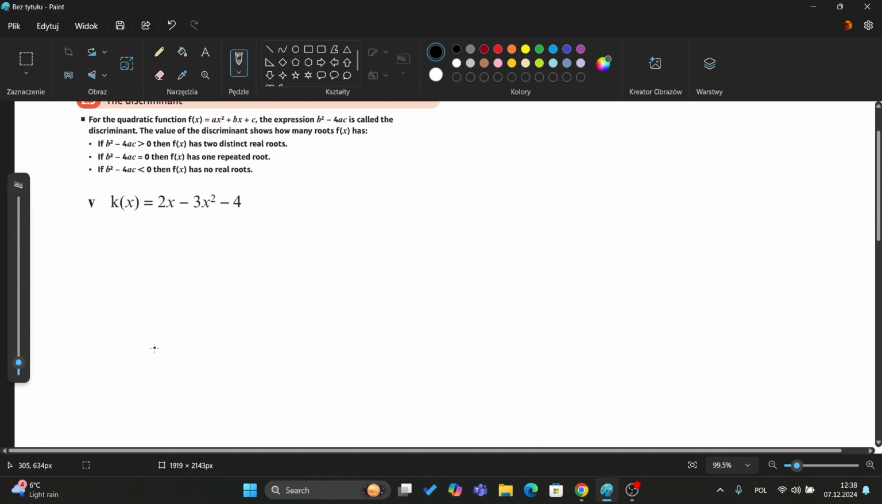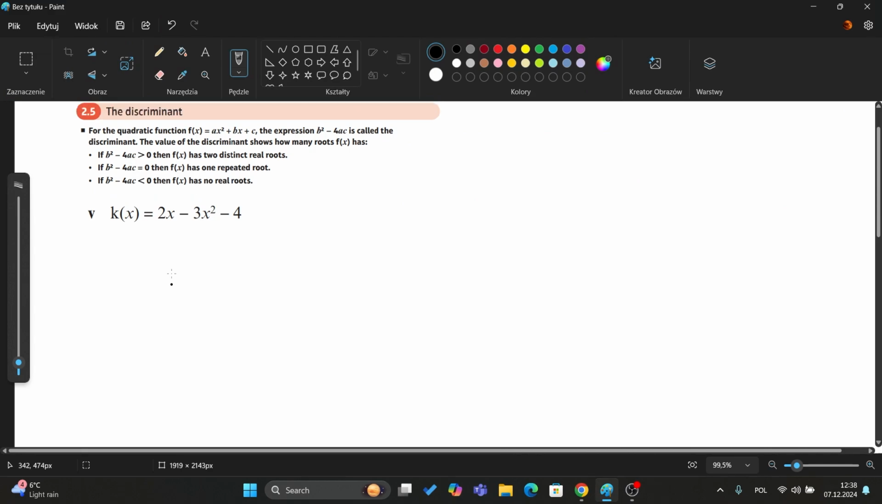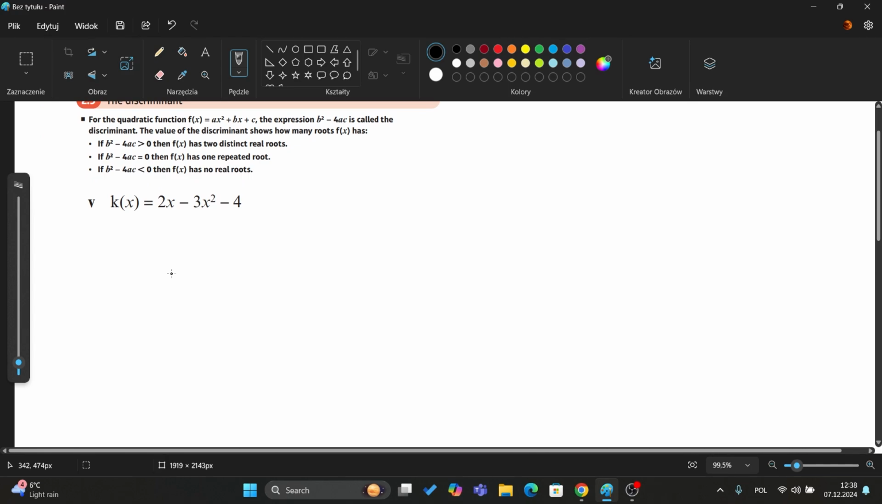Now let's go to the exercise questions for 2G, and the following question asks us to find the discriminant for 2x minus 3x squared minus 4. So we write out our coefficients. That means that we're going to use b squared minus 4ac to work out the discriminant, because the question asks us to find the discriminant.